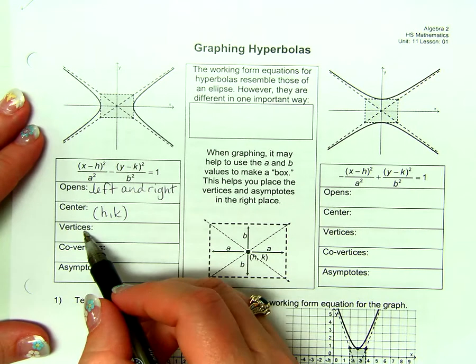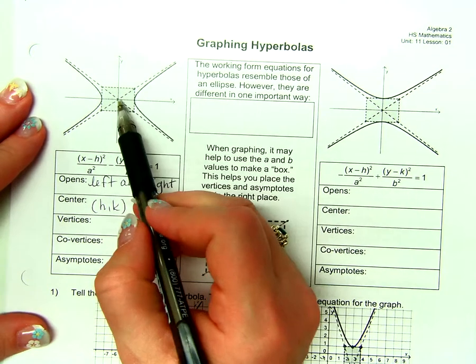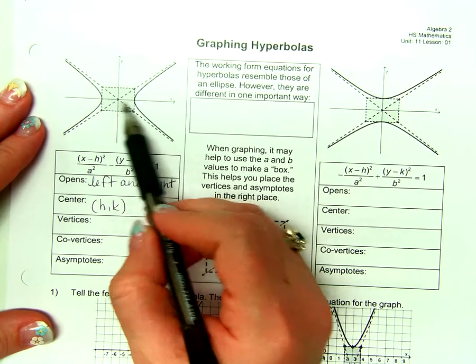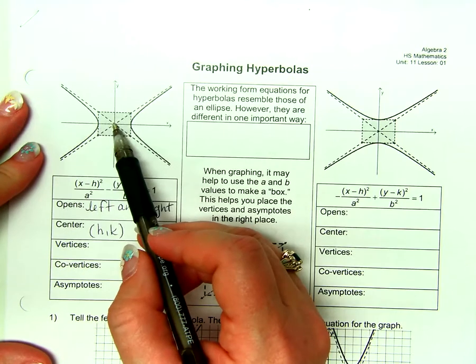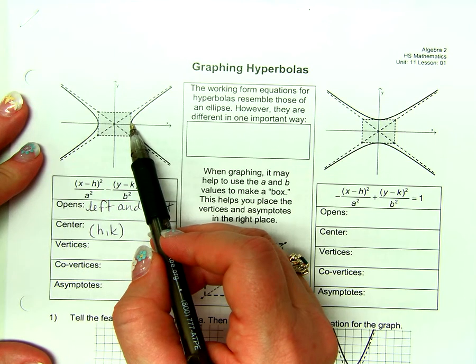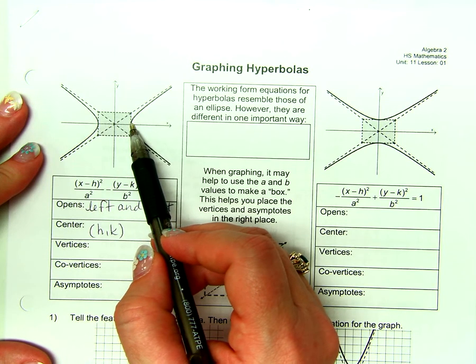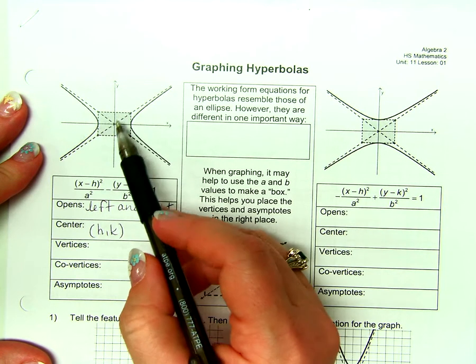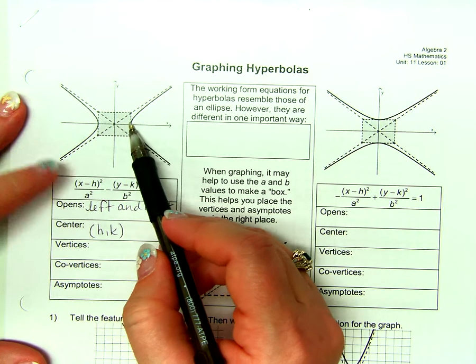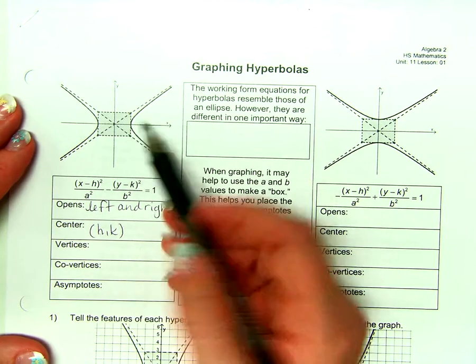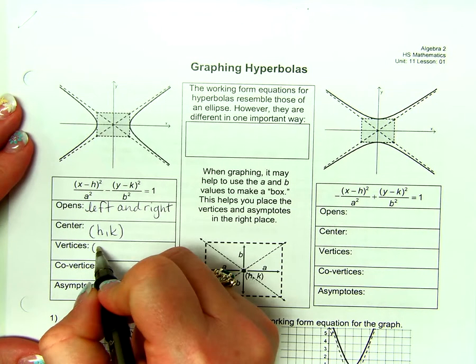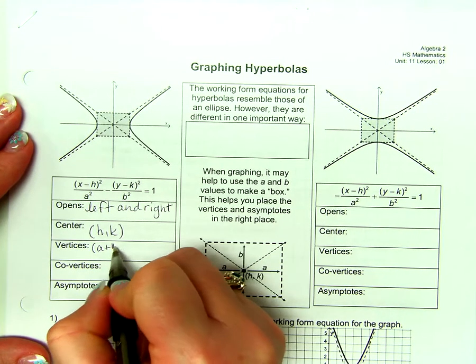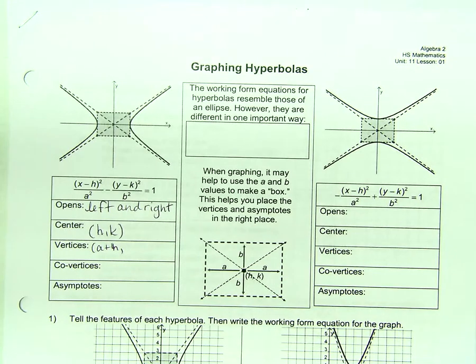Which way do we go for my vertices? We're going to go left and right, right? So how far left do I go? A plus, where's my center? H, right? I have to go however far A is plus however far H is. Does that make sense? So A plus H, and then how far do I go up? K.